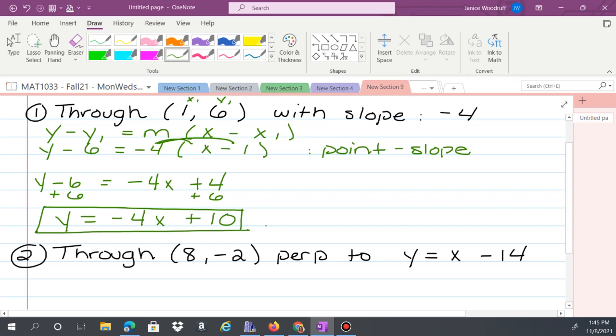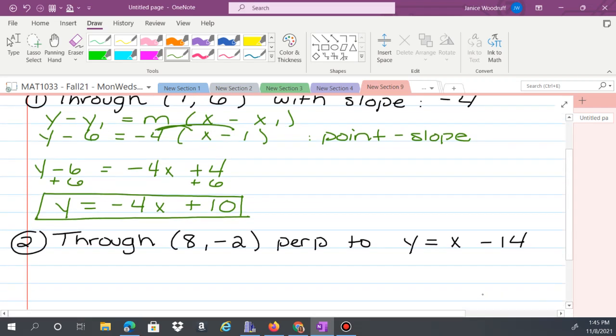Okay, you guys able to get that one? Yeah. Good. All right, now number 2, we want to use point slope form, but first we want it to be perpendicular to this line here. So what is the slope of this line here? It is 1. So what is the slope of a line perpendicular?